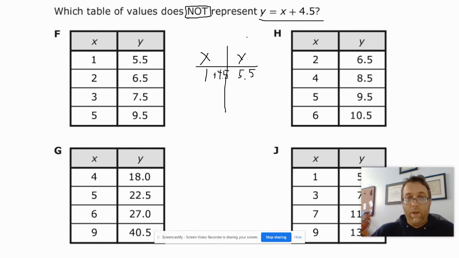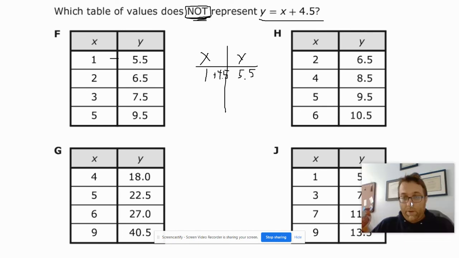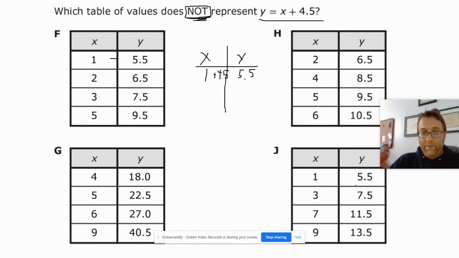That's how that works. Now, the key thing is the not. We want to know which one of these is wrong. So starting over here first, I just did this one actually. We put a 1 in and we got 5.5. Well, that one is correct. The first one right here is correct. However, don't assume just because the first one is right that they're all going to be right. Like, for example, you'll see that J also has a 1 with 5.5. Two things can't be correct, so you got to see which one's not right.